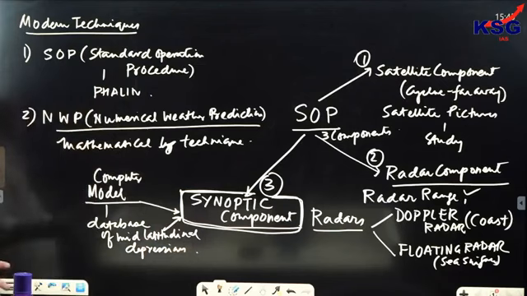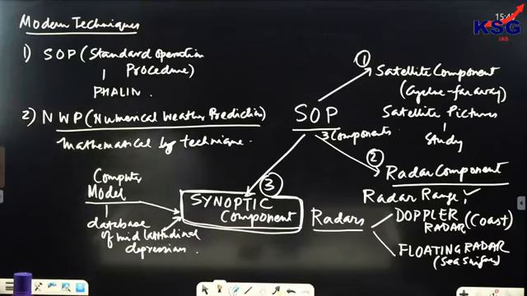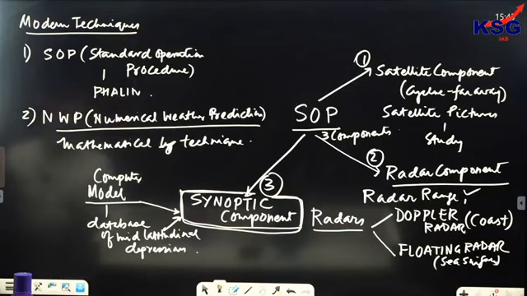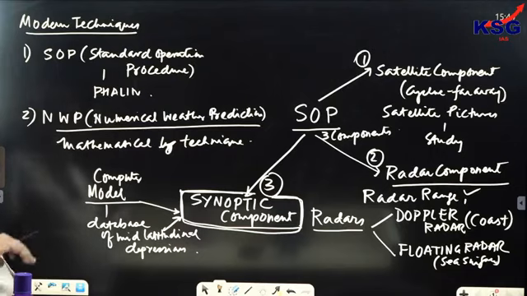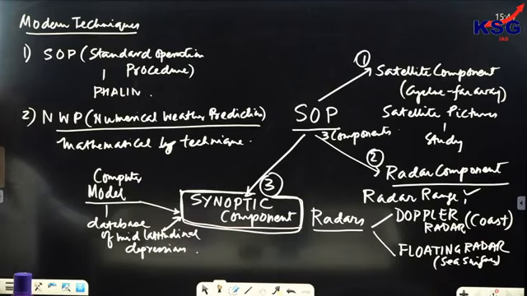And depressions are low pressure areas. So it has a database of the mid-latitudinal depressions, on the basis of which the cyclone is studied. So there are three components: satellite component, second is radar component, and third is synoptic component. Synoptic component includes a computer model which includes a database of mid-latitudinal depressions. Fine. Now this is used for forecasting cyclone.